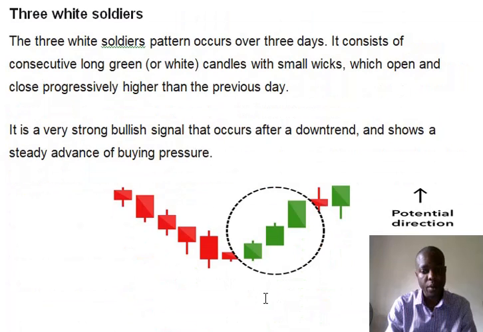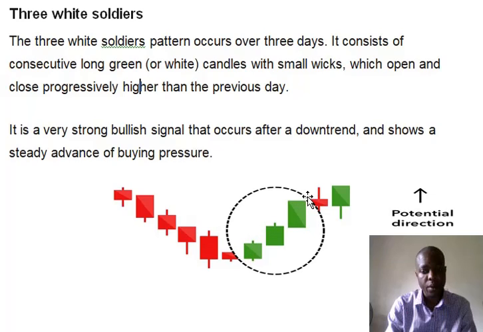So the next bullish pattern, we have the three white soldiers. The three white soldiers pattern occurs over 3 days. It consists of consecutive long green candles with small wicks, which open and close progressively higher than the previous day. It is a very strong bullish signal that occurs after a downtrend and shows a steady advance of buying pressure.